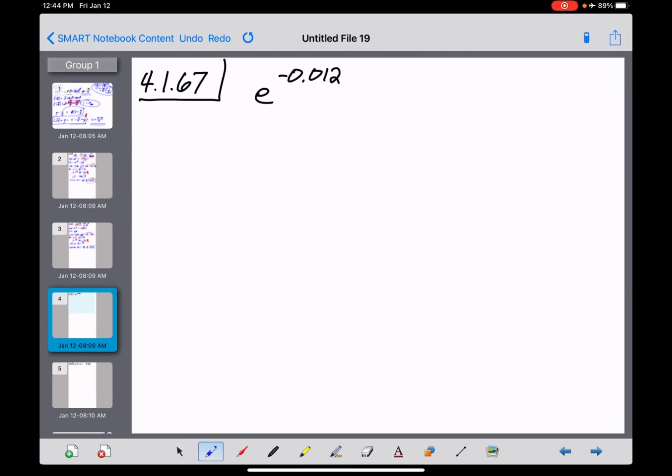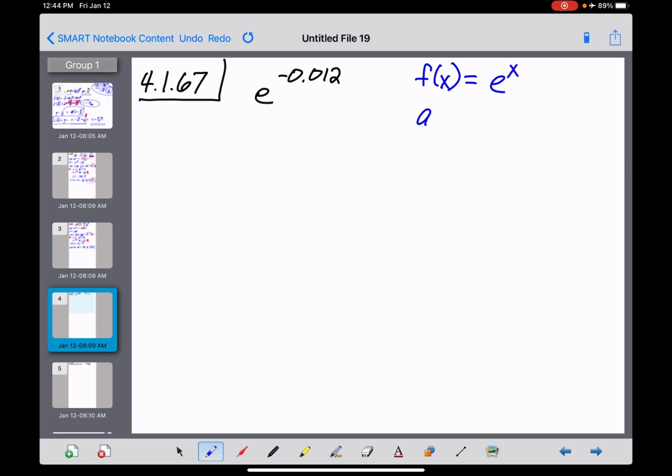Okay, number 67 is asking us to come up with a linear approximation for e to the negative 0.012 power. So, a couple things we need to do right here. We need to set up a function, f of x, that can be used to model this. Since this is e to a weird power, we're just going to go with e to the x.